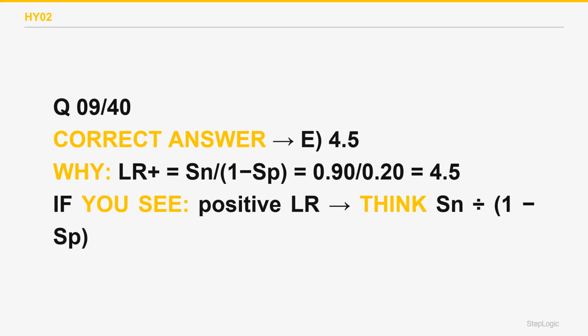The value 0.125 is the negative likelihood ratio. One minus sensitivity over specificity applies to a negative result, not a positive one. Choice B wrong. The 0.9 is simply the sensitivity, not a likelihood ratio. Choice A wrong. Sensitivity over 1 minus specificity gives an LR plus of 4.5.